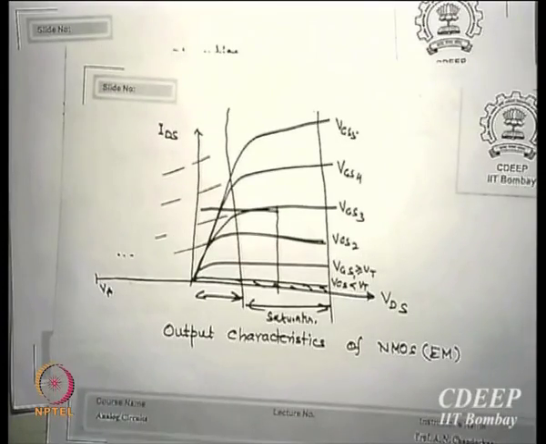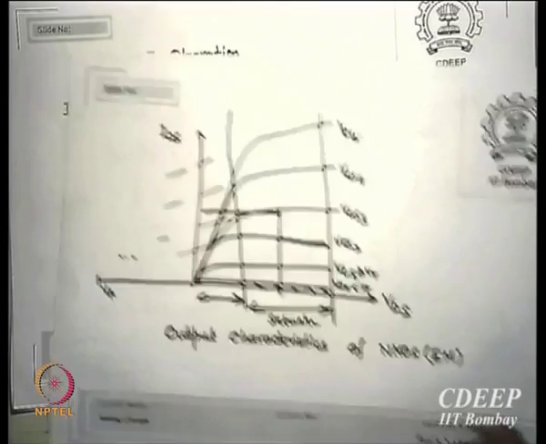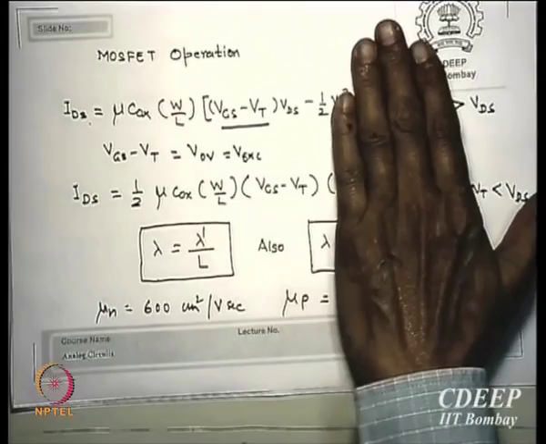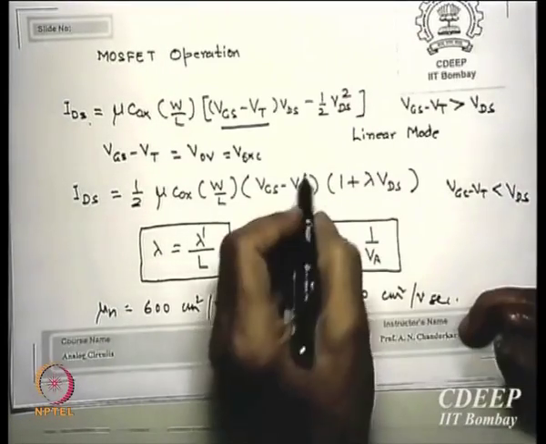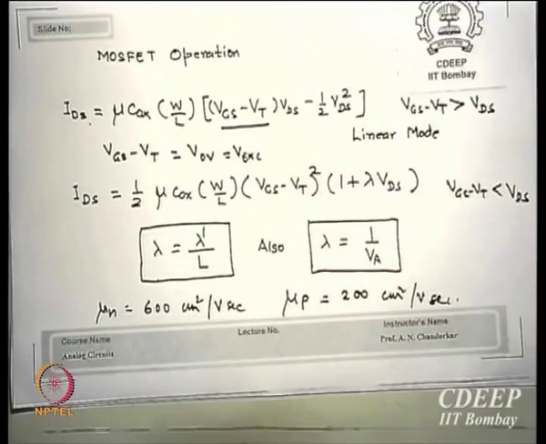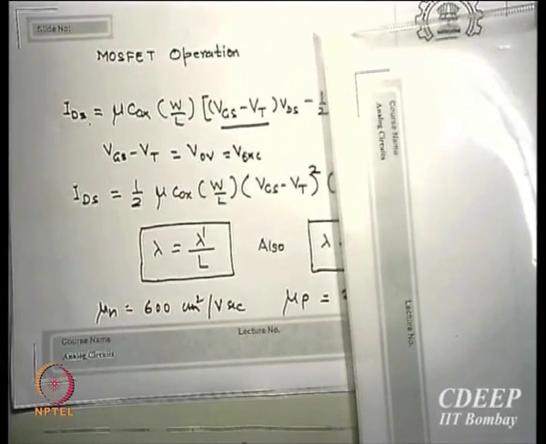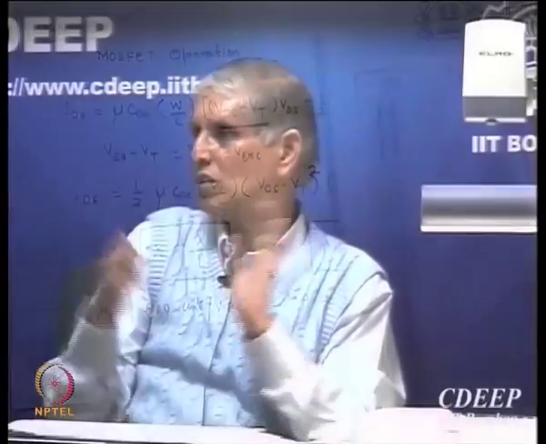So, first we said in saturation, normally it should be independent of VDS. So, what do we write as our normal current? If ideal saturation existed, I would say IDS is half mu Cox W by L times VGS minus VT squared.